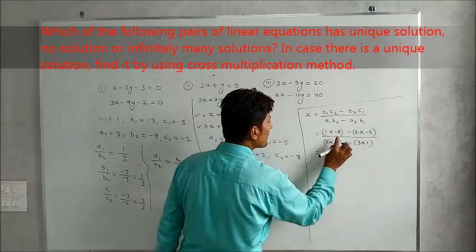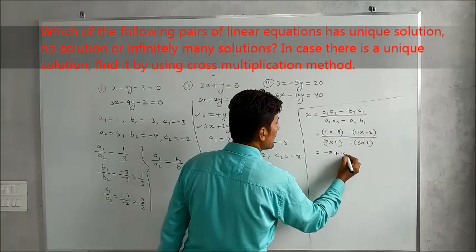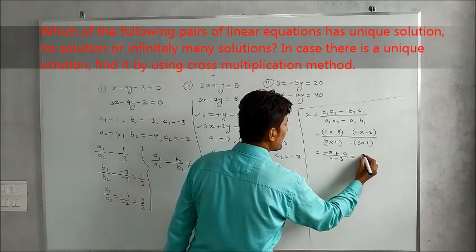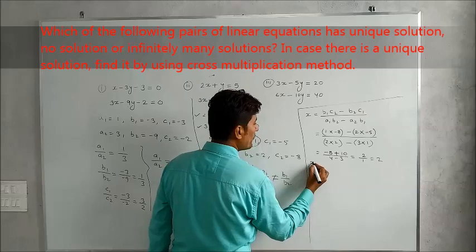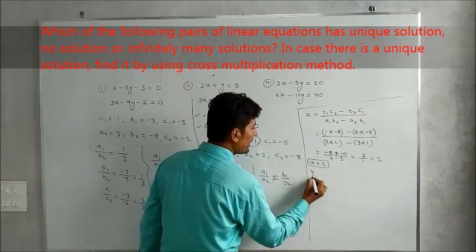After that we will evaluate this one. Minus 8 minus minus, that is plus 10, upon 4 minus 3. So we can write here 2 upon 1. Finally we can say 2. So the value of x we got is 2. Similarly, we can find the value of y.